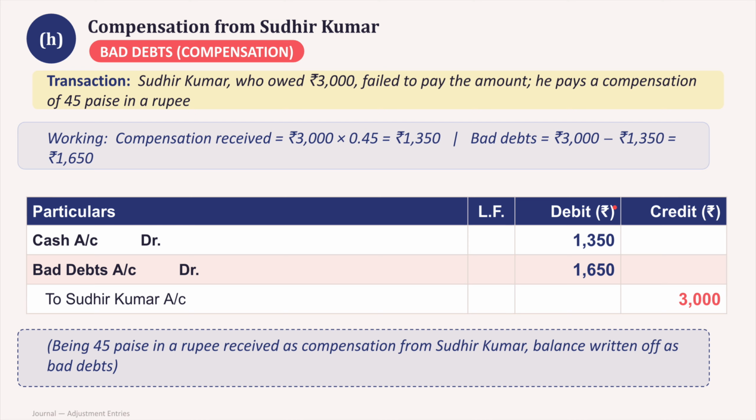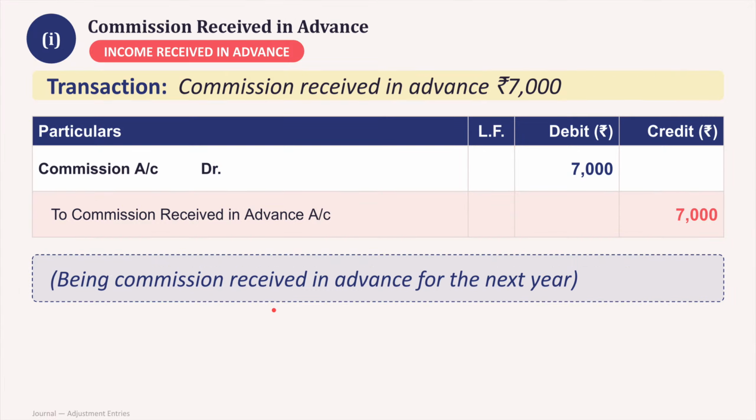So what is coming in? Cash is coming in, 1,350. So bad debts account debtor. So bad debts is an expense, or you can say loss. So that is again debited. Cash account debtor, bad debts account debtor to Sudhir Kumar account. Sudhir Kumar, we will close this account by crediting with 3,000. Okay, so you can give a narration. Being 45 paise in a rupee received as compensation from Sudhir Kumar, balance written off as bad debts.